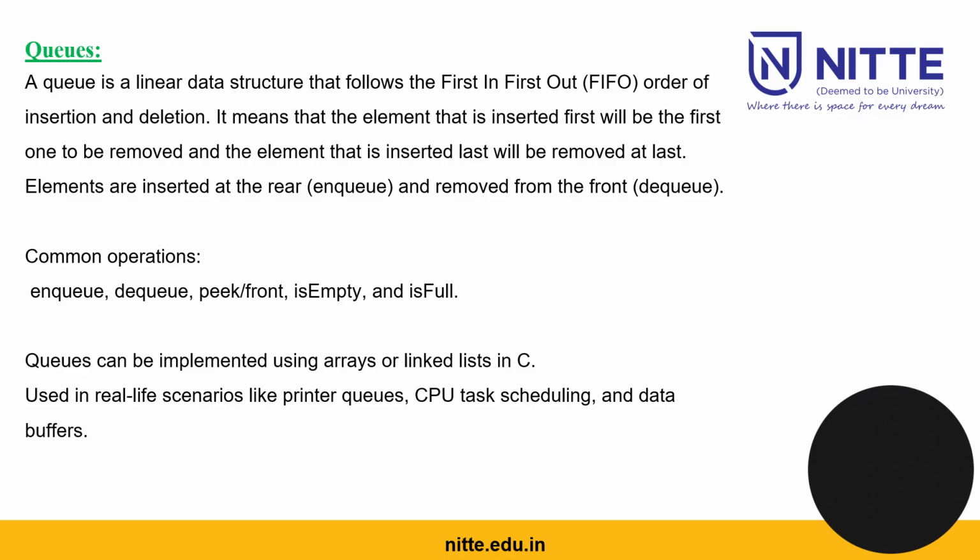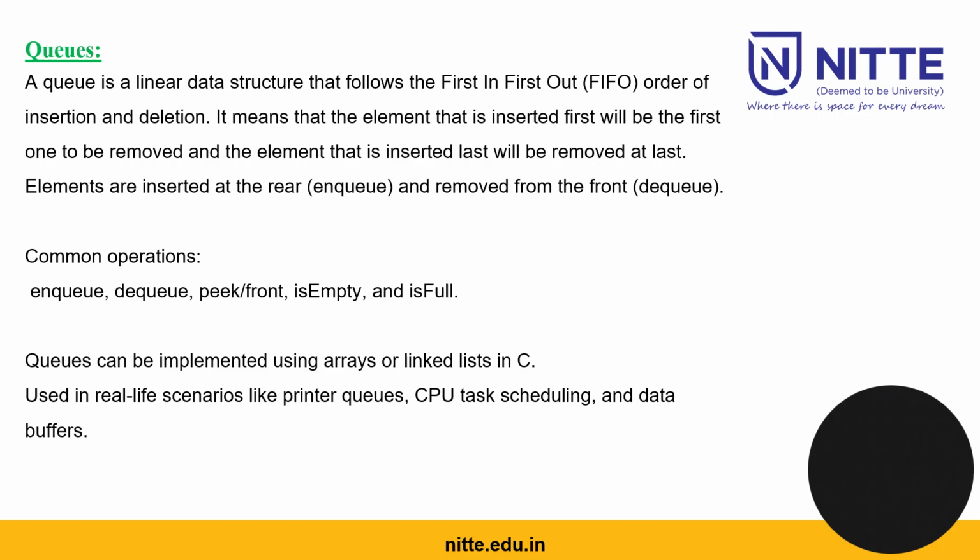What is a queue? A queue is a linear data structure which follows the FIFO order. That means whatever element we have inserted first will be taken out first. That we call FIFO, or first in first out order. So it applies with respect to insertion and deletion. Here elements are inserted at the rear end and the elements will be removed from the front end.